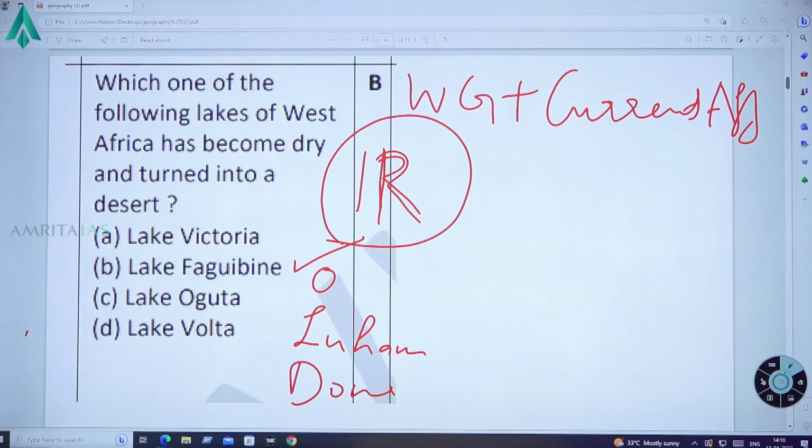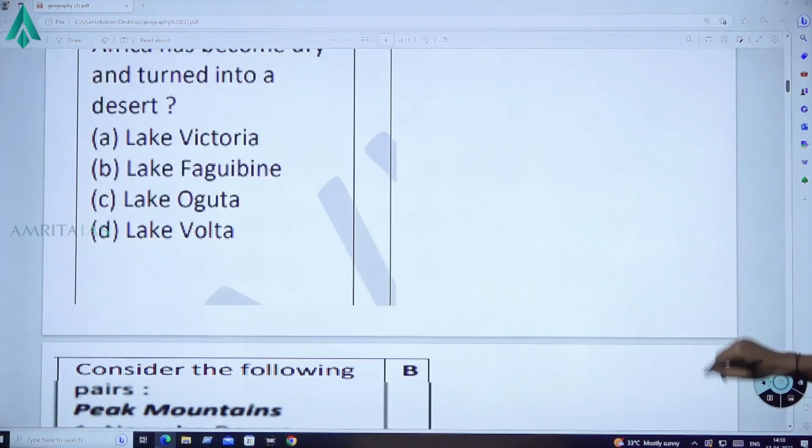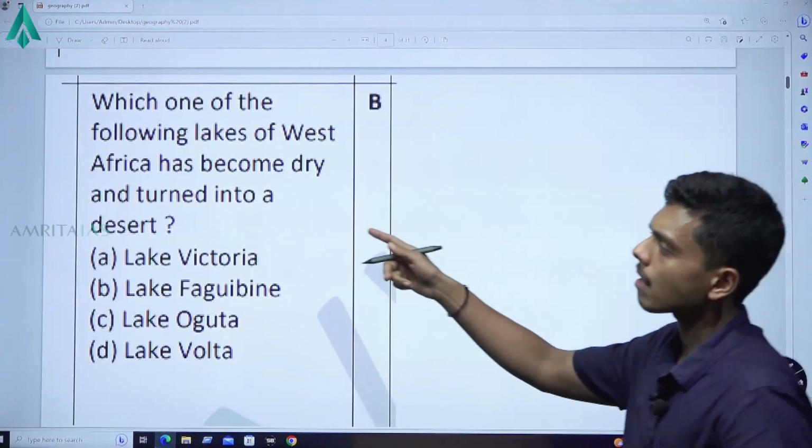So it's a current affairs. Okay. So IR current affairs plus geography can be asked. So what are you supposed to do for this year? This question they had asked about Africa.